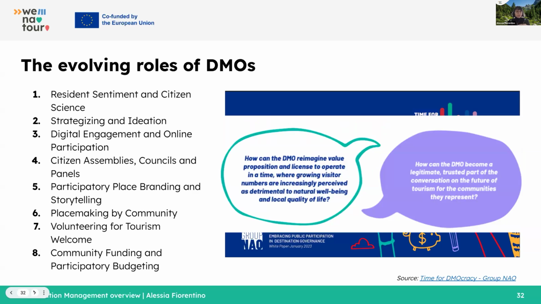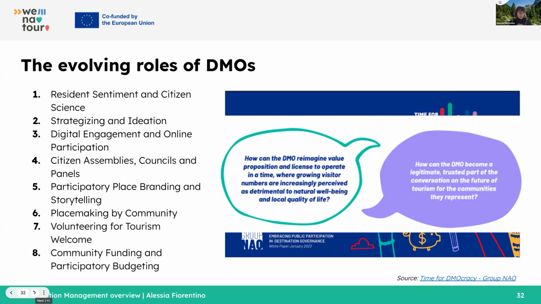And I would like to read through here because, yes, their purpose was: how can the DMO, so what is the new role of the DMO? The DMOs need to reimagine their value proposition and the social license we have mentioned, to operate in a time where growing visitor numbers are increasingly perceived as detrimental to natural well-being and local quality of life. This is a very strong sentence if you stop and think about it.